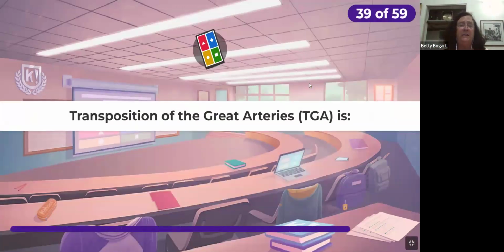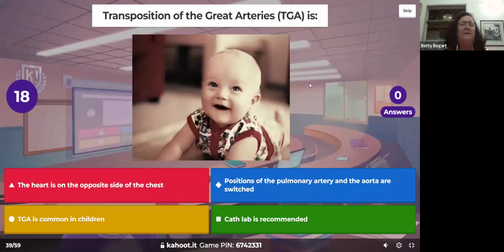Transposition of the great arteries. TGA, what is that? Well, what does transposition mean?